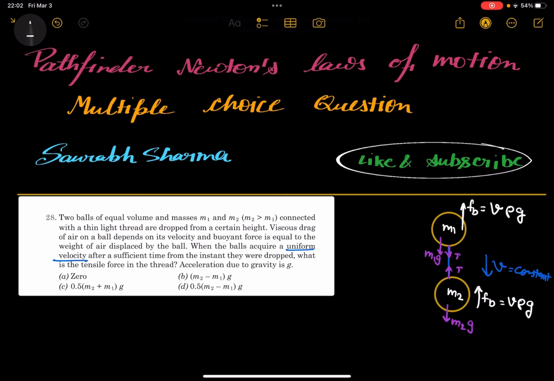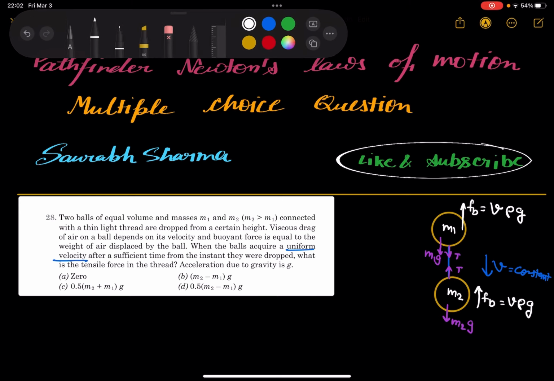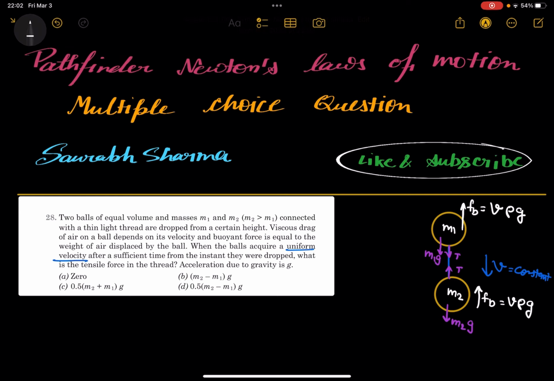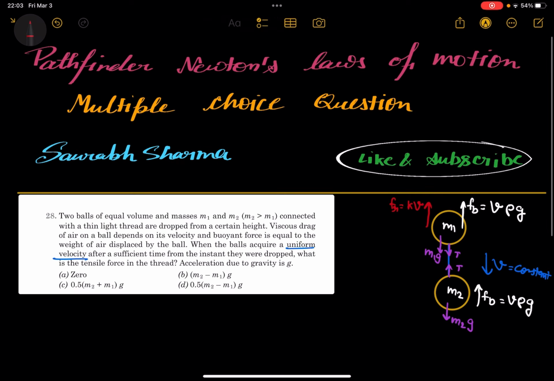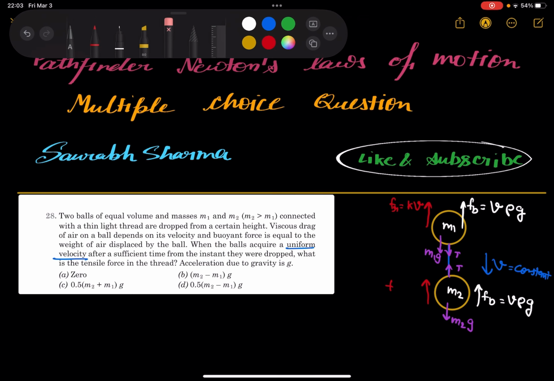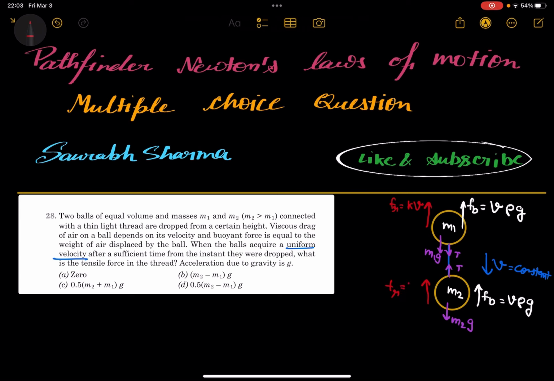My dear friend, one more force is acting, that is called the viscous force, and the viscous force is directly proportional to velocity, as given in the question. So here the viscous force is acting, Fr, which is Kv, and here it is also acting, Fr. So Fr is equal to Kv.